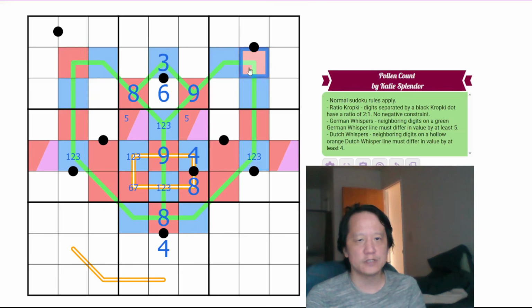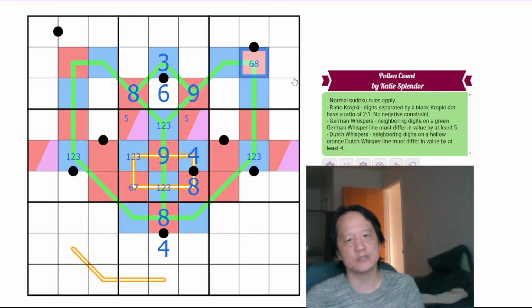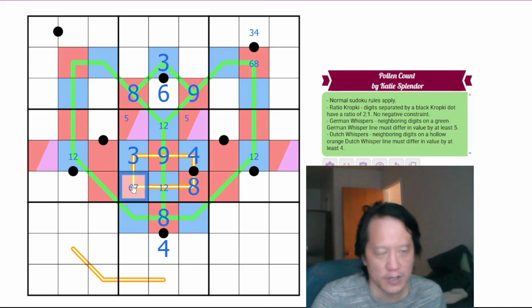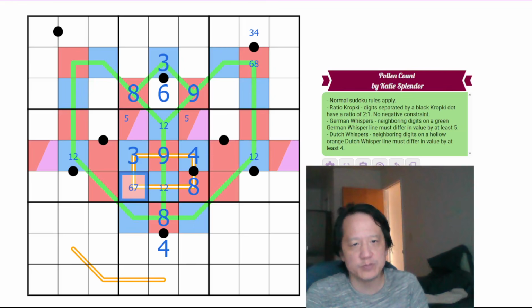The remaining digits here, this has to be next to a black Kropke dot, so cannot be 5, 7, or 9. So it's 6 or 8, which is in a 1 to 2 ratio with 3 or 4. 3 eliminates 3 in the rest of the column, so this is now 1, 2 as a pair. That eliminates 1, 2 in the rest of the box, so this can't be 1 or 2, it's 3. That eliminates 3 in the rest of the row, so this becomes a 1, 2 pair. And 3 cannot be next to 6 on a Whisper 4 line, because they're only 3 apart. So this must be 7, which leaves the remaining digits as 5 and 6 in the central box.